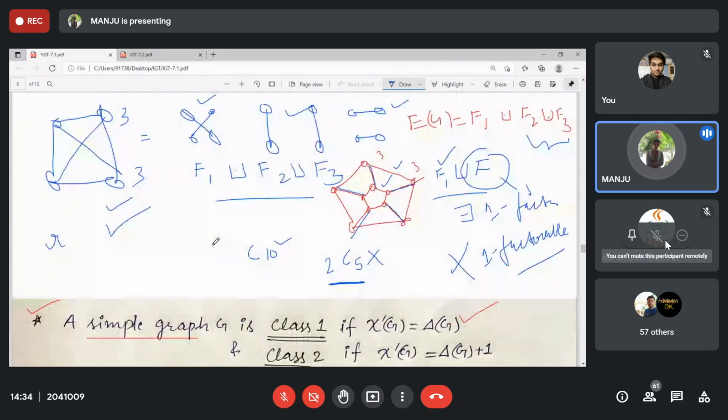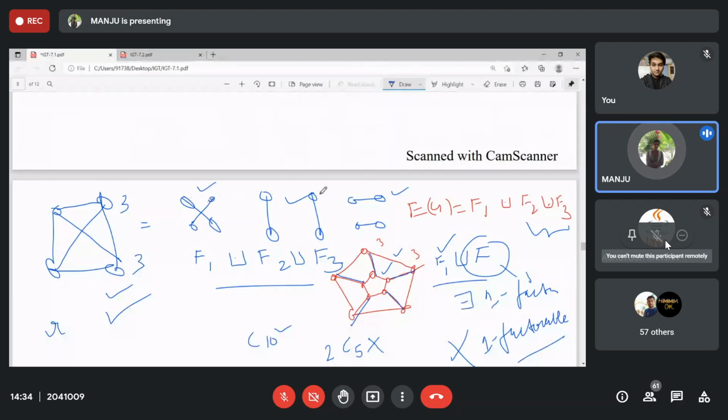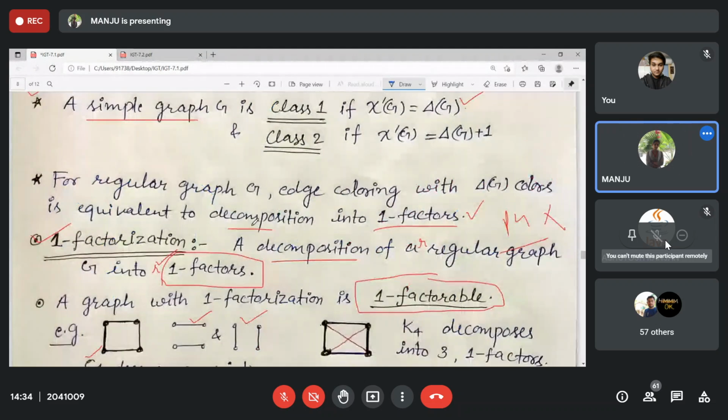And whenever you are able to find R number of one factors, you can use them easily, because every one factor is a perfect matching, right? Means it forms the matching. So you can use the same color on this one factor, each one factor F1, F2, F3 and so on up to FR. You can use R number of colors, right? So chi dash will be R in that sense. Clear? Yes.